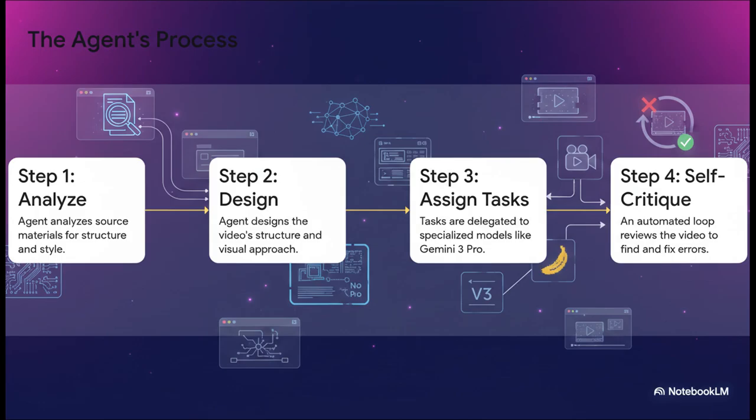First, the agent analyzes your stuff. Then, it designs the whole video structure. And then it starts delegating. It uses Gemini 3 Pro for really complex code-based animations, an image model they're calling Nano Banana for visuals, and a video model called V3 for footage. But honestly, this last step is what makes it so powerful. It runs a self-critique loop. It literally watches its own work to find and fix its own mistakes.